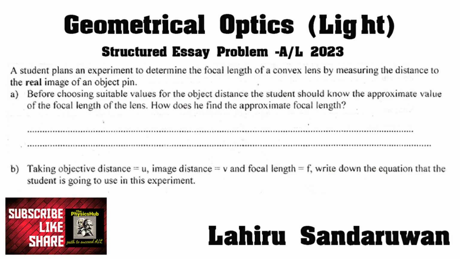A student plans an experiment to determine the focal length of a convex lens by measuring the distance to the real image of an object on a screen. Part A. Before choosing a suitable value for the object distance, the student should know the approximate value of the focal length of the lens. How does he find the approximate focal length?